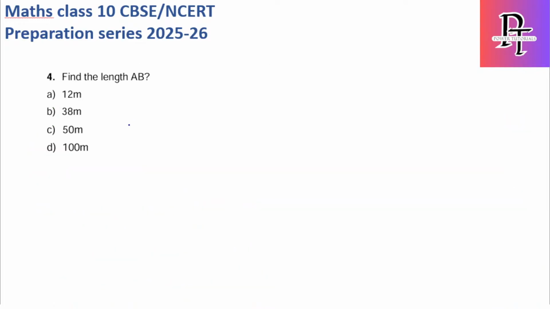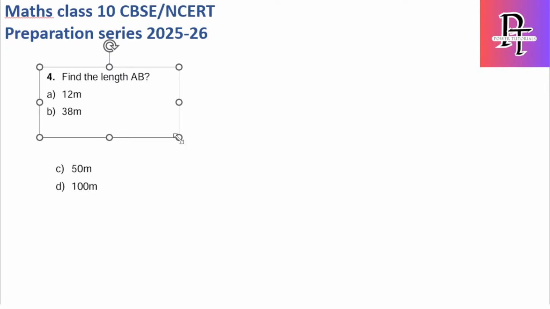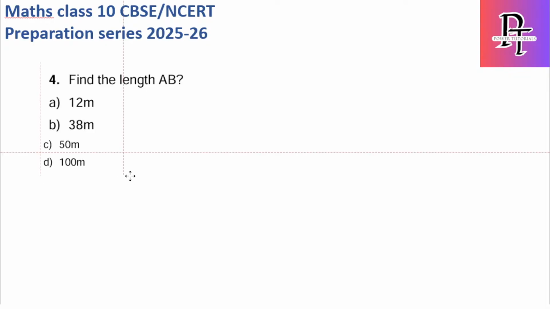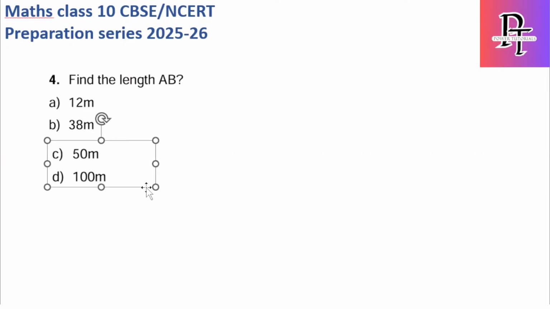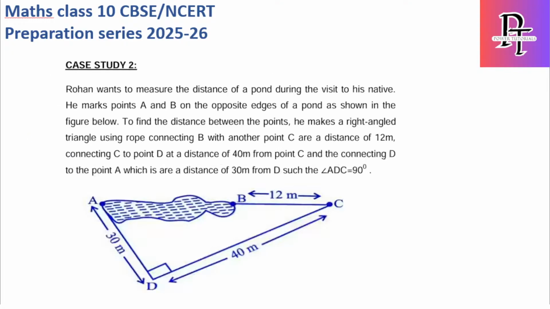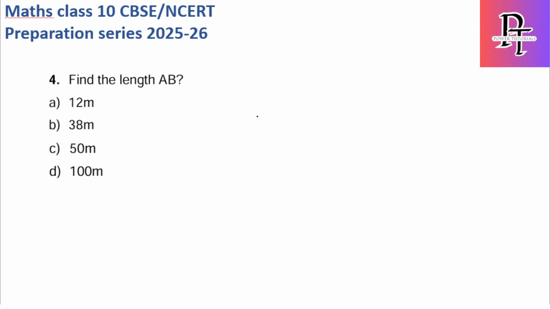So to the fourth question. Find the length of AB. I will just zoom out a little. Hope now it's better. Okay, so find the length AB. If you notice this triangle, they are asking the AB value. We know the AC value is how much? AC value is 50. So AB is nothing but 50 minus 12, which is equal to 38 meters, which is B.